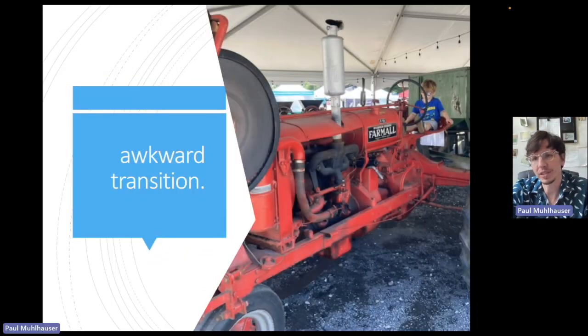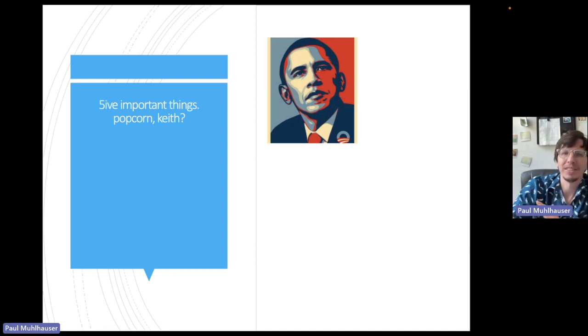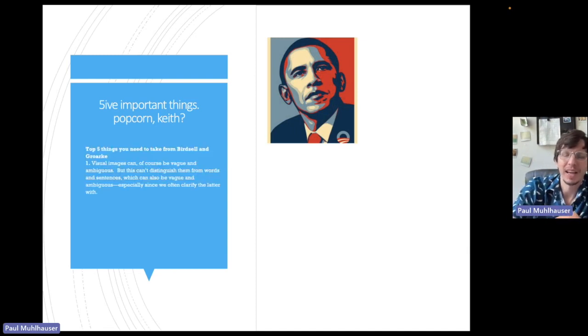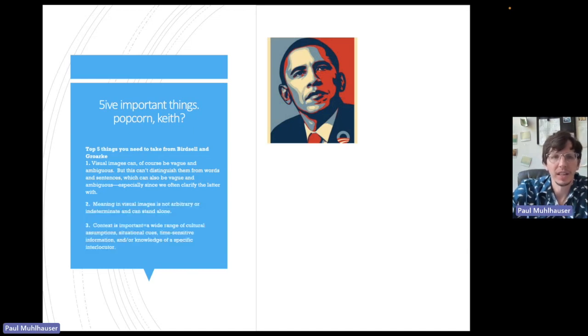Okay, so here's an awkward transition, and we're going to talk about five important things that have to do with visual argument, from Birdsell and Groarke. These are pretty important to think about when you're putting words together with typeface. Visual images can of course be vague and ambiguous, but words and sentences can also be vague and ambiguous, since we often clarify the latter with them. Meaning in visual images is not arbitrary or indeterminate and can stand alone, and context is important.